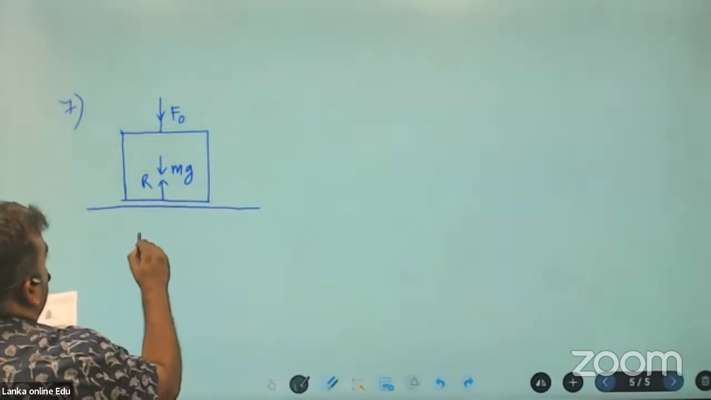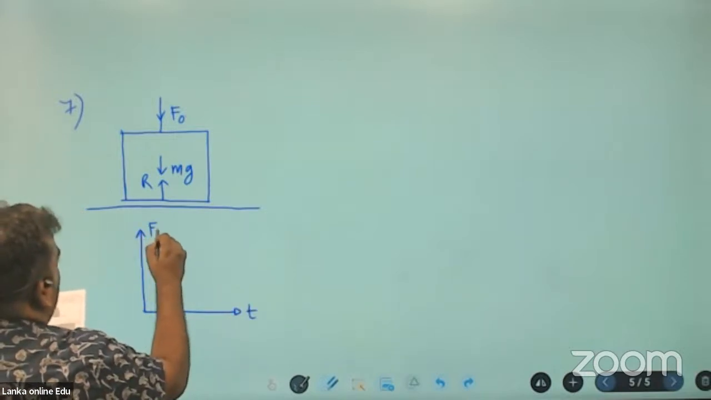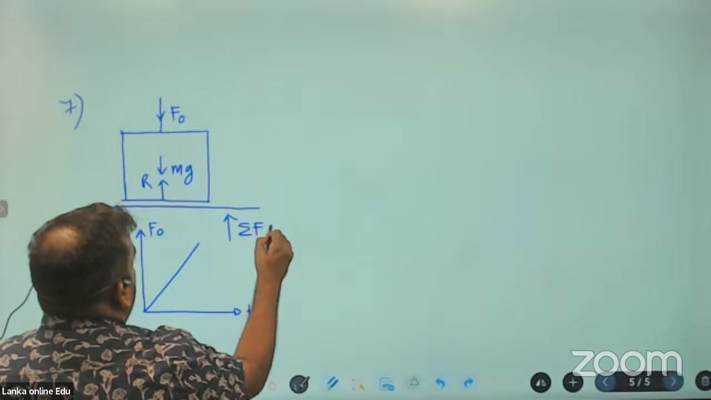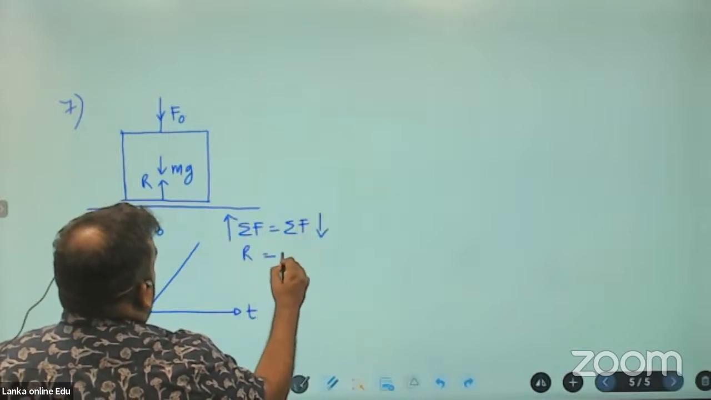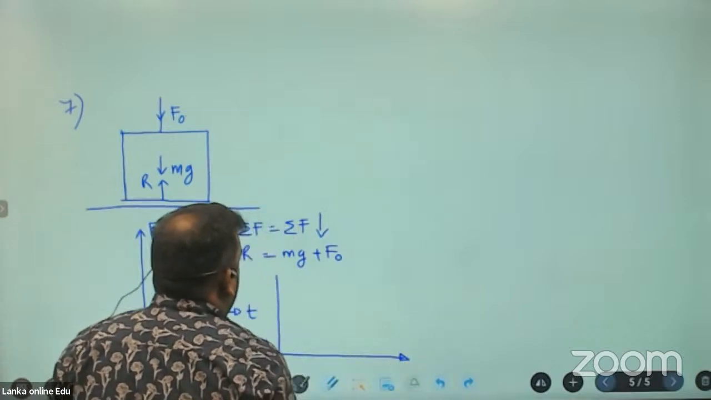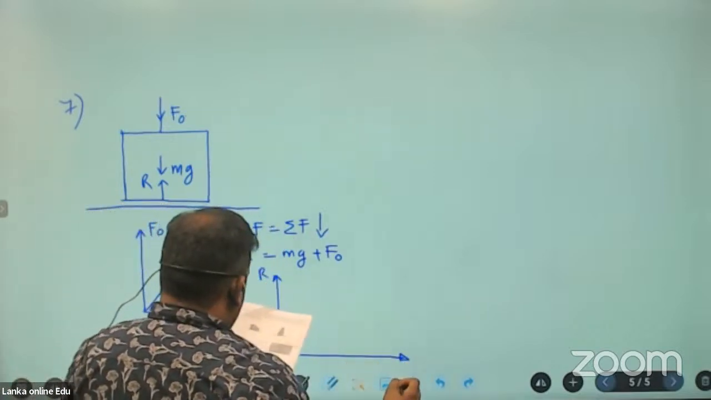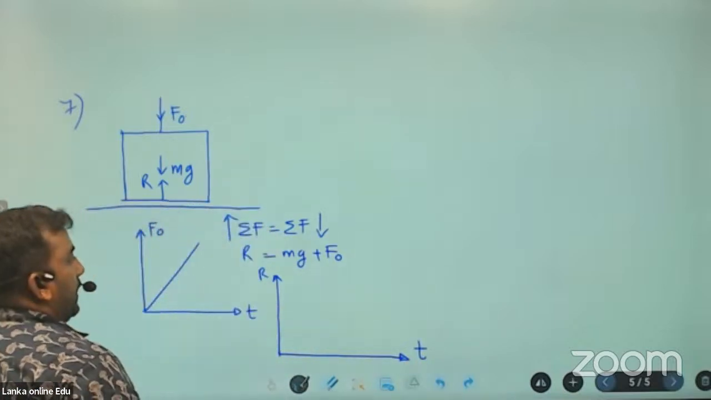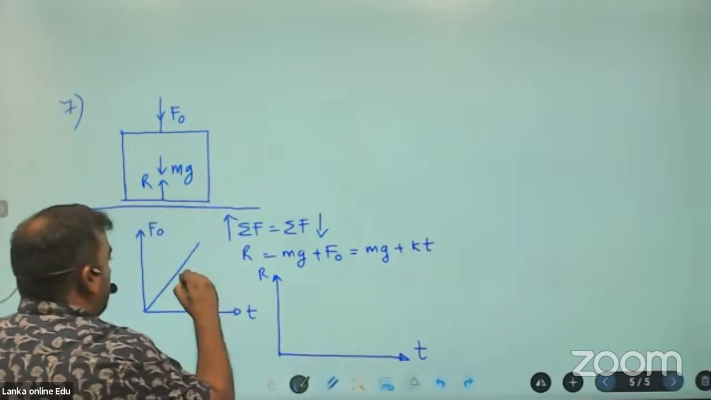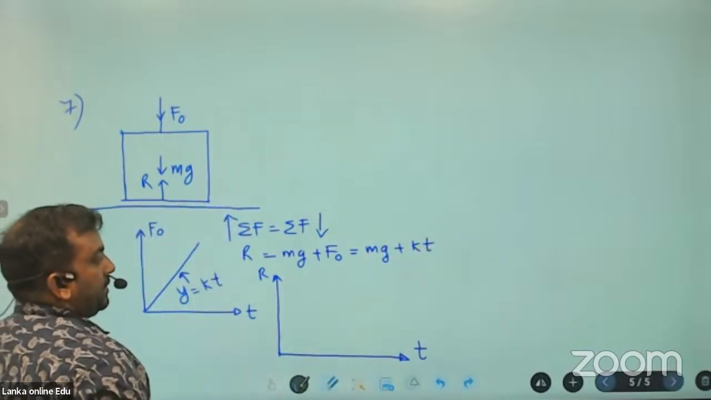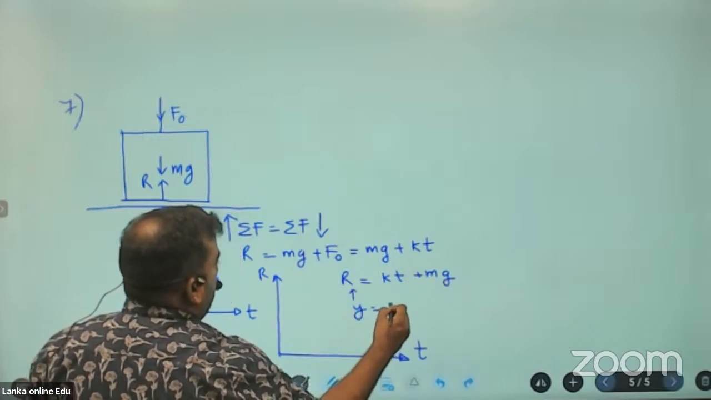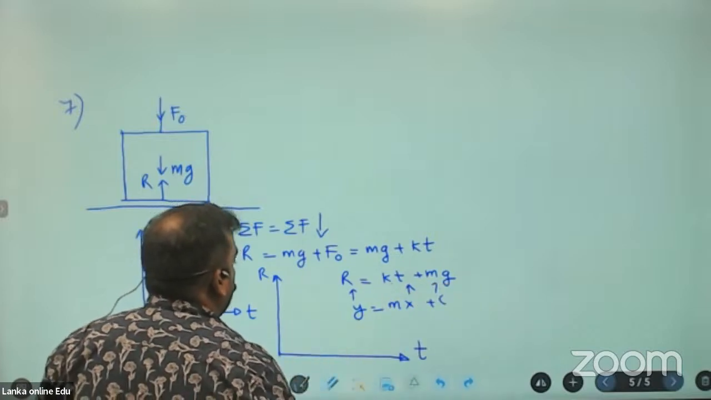F naught is increased from 0. If I put a time versus F naught graph, it isn't given, but F naught is increasing like this. So what can you say? Sum of forces in the upward direction equals sum of forces in the downward direction. Normal reaction is mg plus F naught. So if you draw the graph of normal reaction with time, when F naught increases, I can write it like this: N = mg + kt. The graph is of the form y = mx + c.